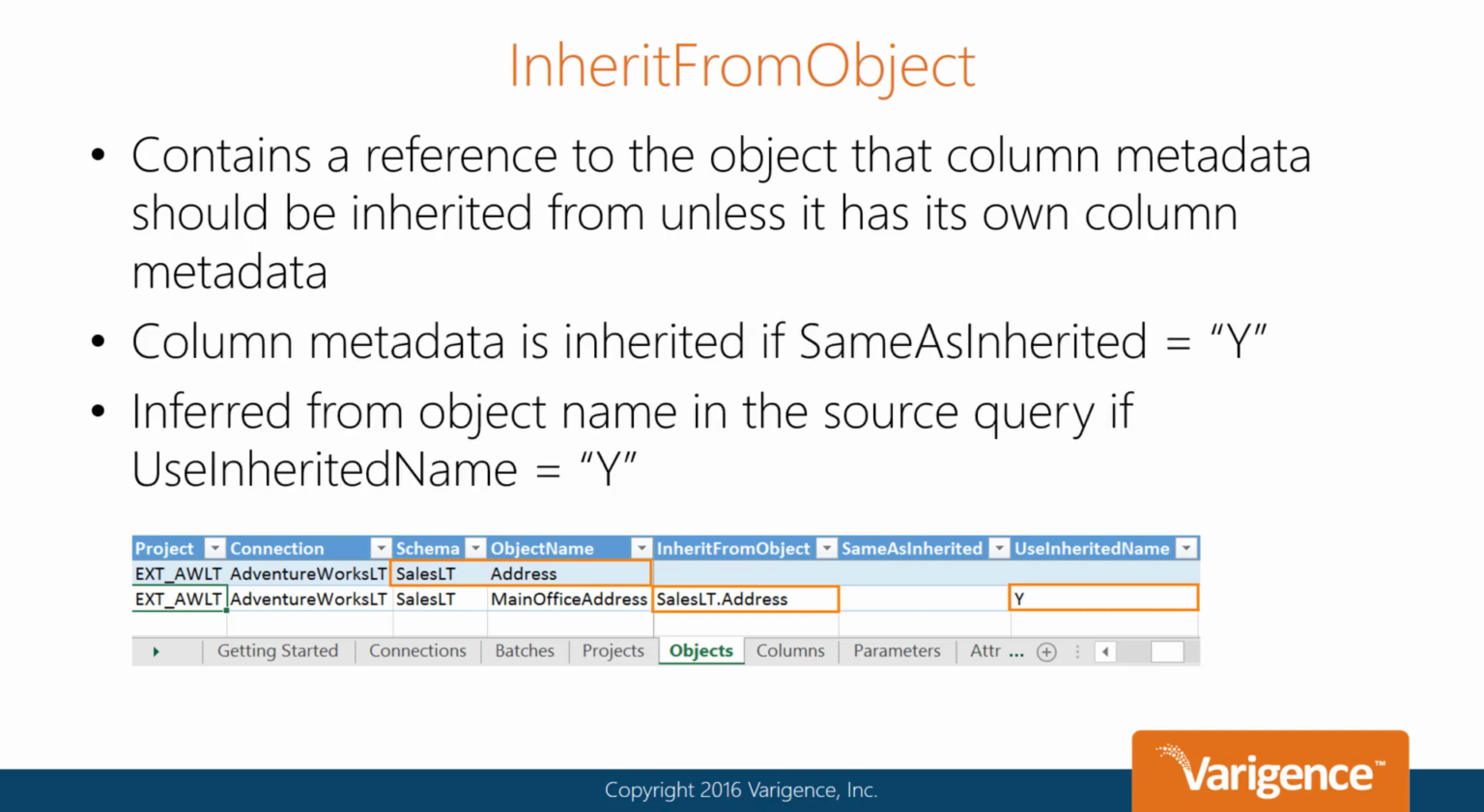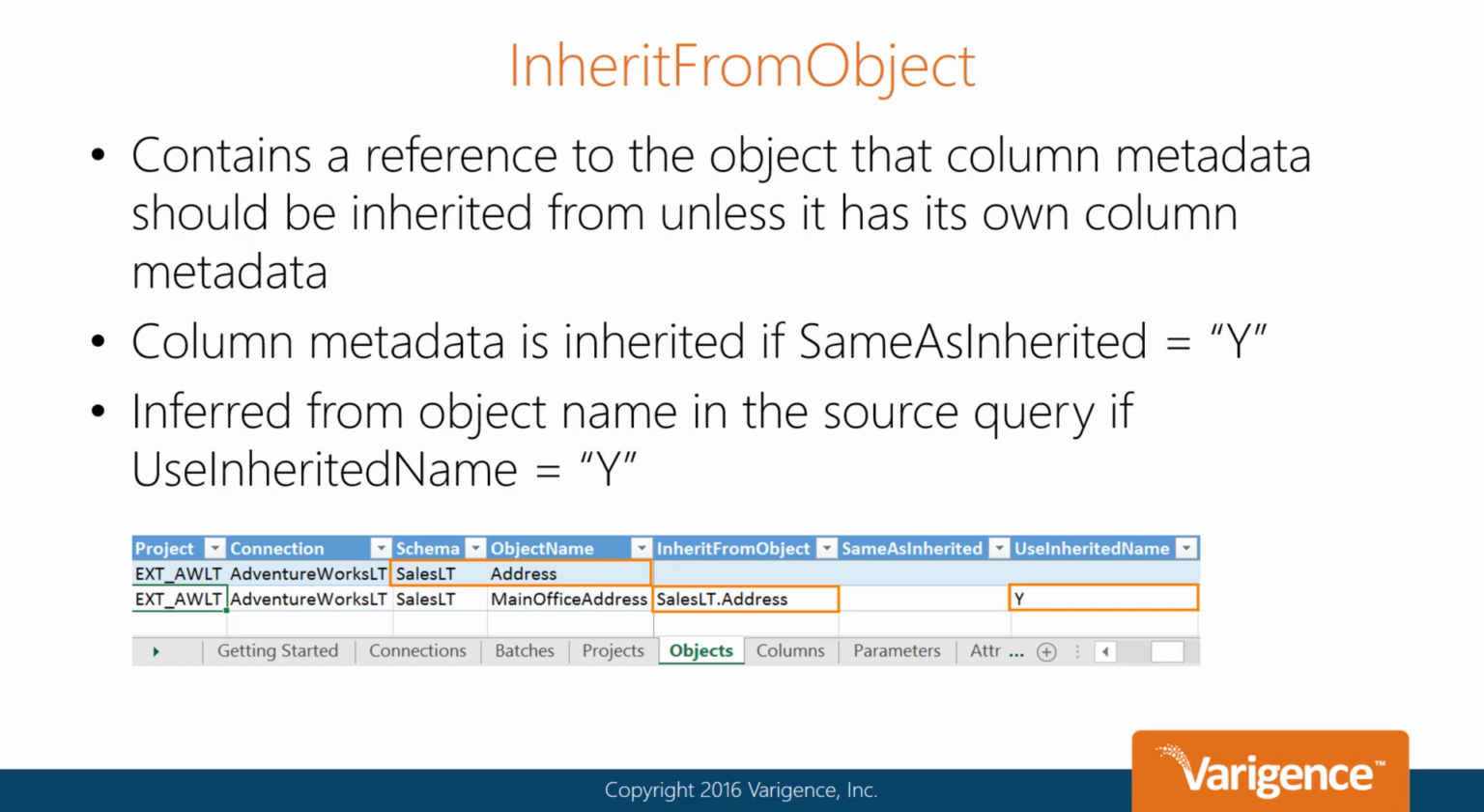If we were to set the same as inherited flag, we would be inheriting all of the column metadata, unless it is also additionally defined. If you think about it as a context, and we'll do this in a demo shortly, I can have a table with 10 columns. Let's say sales LT address has 10 columns, and if I were to set the same as inherited, I would inherit those 10 columns of metadata, unless for one or two of those columns I define its own metadata because I want to override the default metadata.